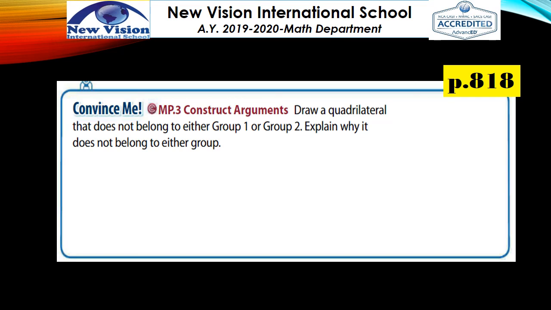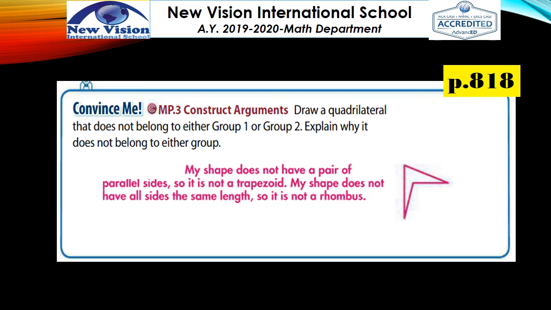Let's do the convince me part. Draw a quadrilateral that does not belong to either group 1 or group 2. Explain why it does not belong to either group. You have 1 minute to do that. Done? Alright, we have here: my shape does not have a pair of parallel sides, so it is not a trapezoid. My shape does not have all sides the same length, so it is not a rhombus.